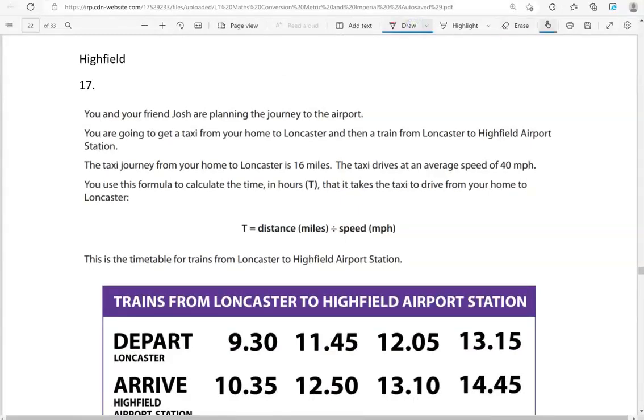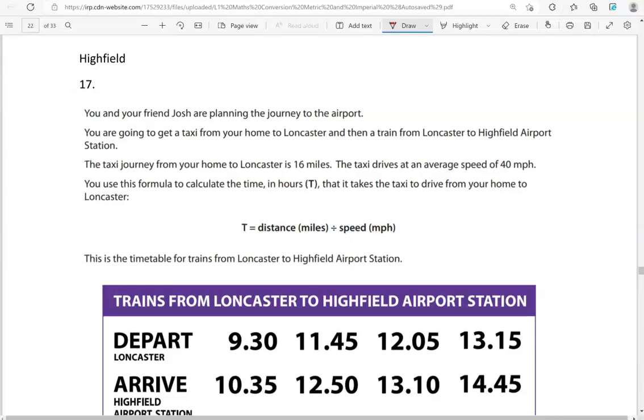You and your friend Josh are planning the journey to the airport. You're going to get a taxi from your home to Lancaster and then a train from Lancaster to Highfield Airport Station. The taxi journey from your home to Lancaster is 16 miles. The taxi drives at an average speed of 40 miles per hour. You use this formula to calculate the time in hours that it takes the taxi to drive from your home to Lancaster. T is equal to distance in miles divided by speed in miles per hour.